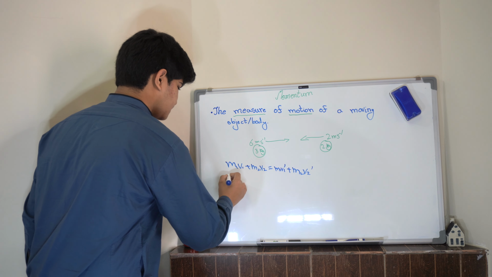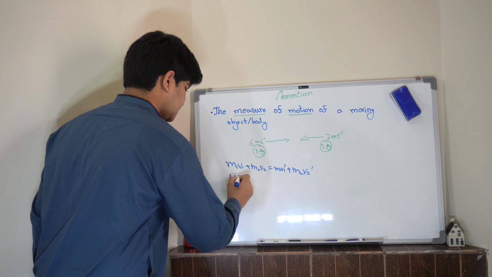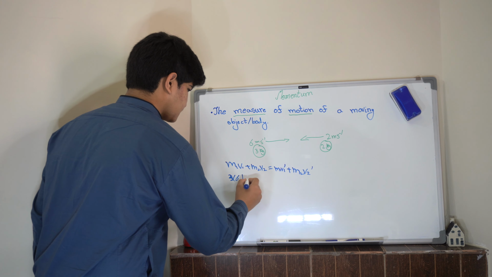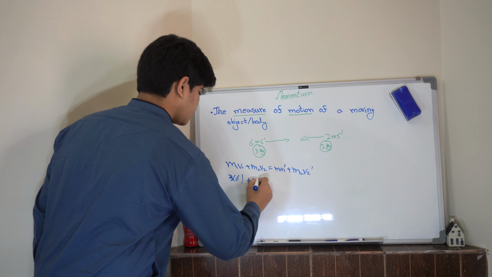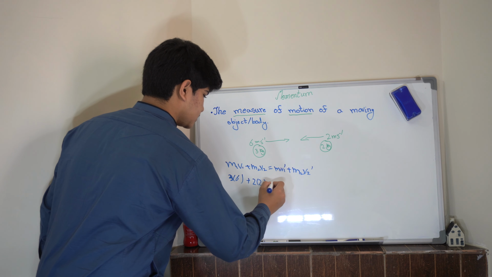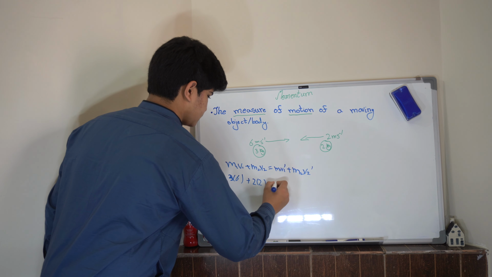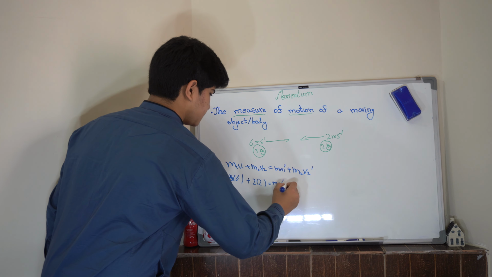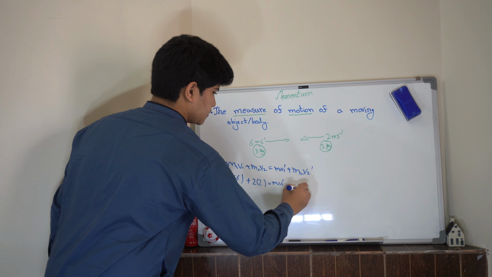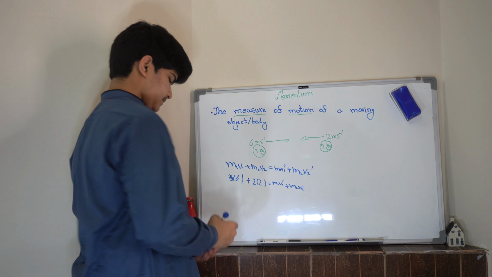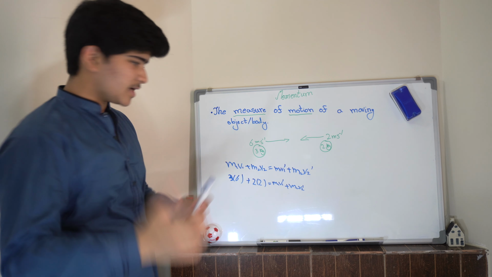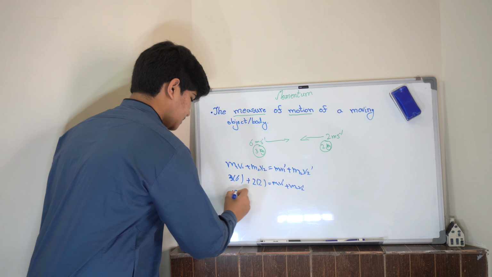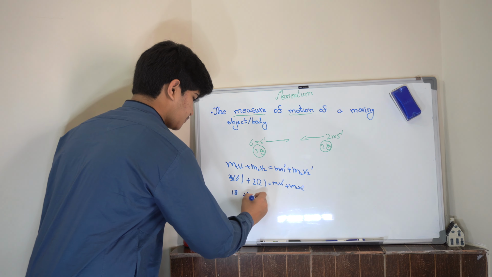So now we're going to be just putting the values in. So m1, 3 kg, into 6, plus 2 into 2, equals m1 v1 prime plus m2 v2 prime. So now this over here is equal to 18 and this will be equal to 4.